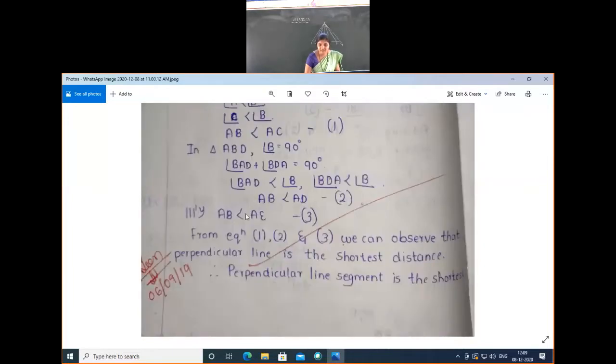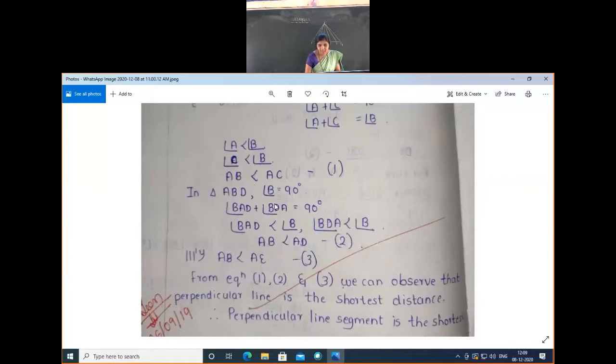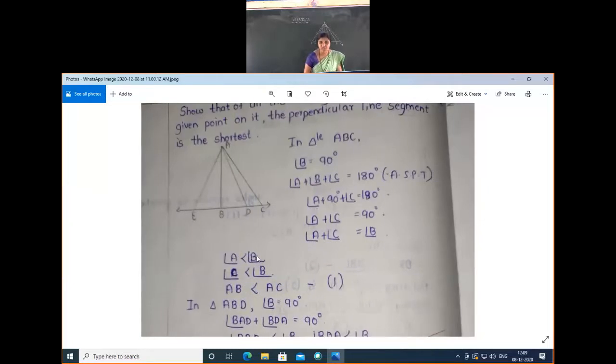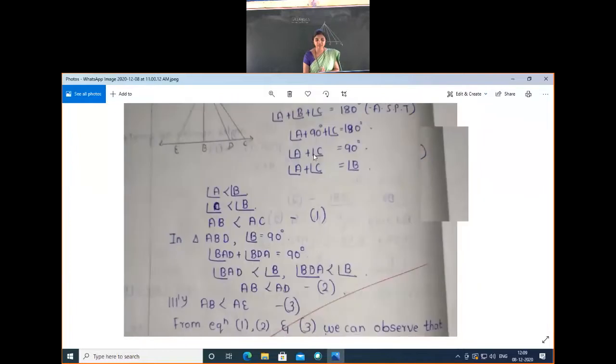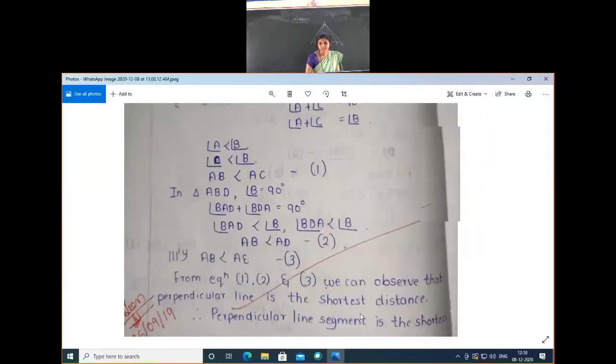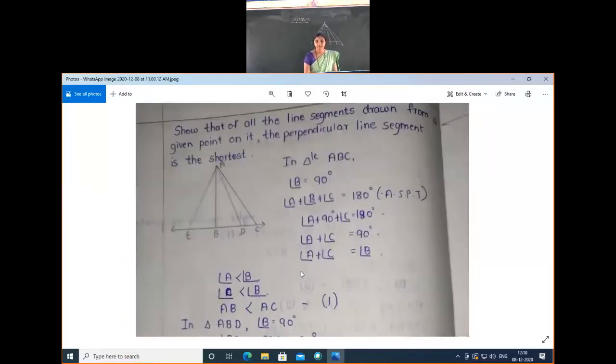See, in all the results, equation number 1, equation 2, and in the third result also, we are observing that AB is less than AC, AB is less than AD, AB is less than AE. So AB is the perpendicular line here. AB is the shortest distance among all the line segments. Got the idea of this one? From equations 1, 2 and 3, we can observe that the perpendicular line is the shortest distance. So the perpendicular line segment is the shortest. Is that clear? Do you have any confusion?